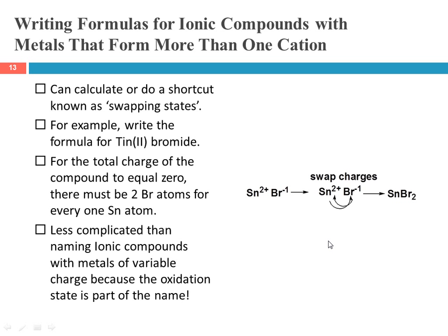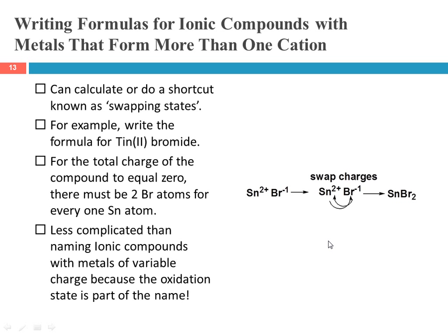Okay, we would take our tin, 2 plus. So we get that 2 from the name. We got these numbers earlier from group 1, 2, and 3 just based on the group that they were in. And then we take our nonmetal, which has a -1 charge, and then we just swap the numbers. So we swap the states and we get the final formula for the compound.